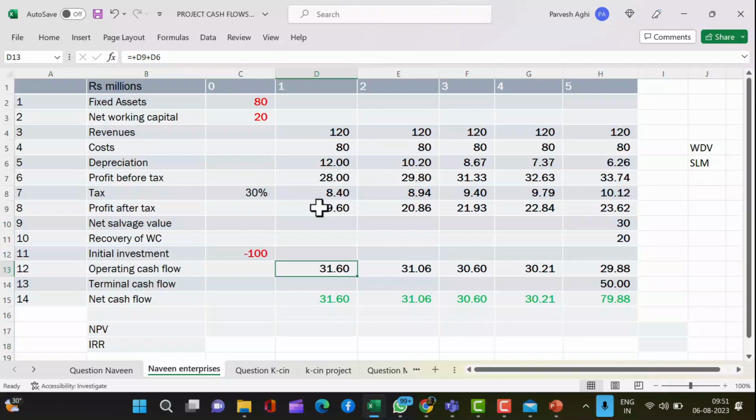See, cash does not go out of the company because of depreciation. When the company spent this money, 80 million and 20 million, at that time the cash went out. So this depreciation is not involving any cash outflow. Okay, so we are just adding the depreciation to calculate my cash flow during the year. So I have 19,60,000 cash, plus 12 lakhs depreciation that I added, so I will have a total cash flow of 31,60,000. And in the terminal year I have got another 50 lakhs. So this is my cash flow.